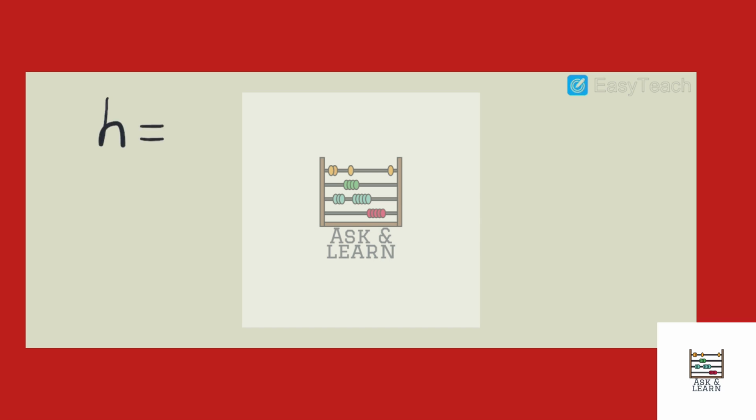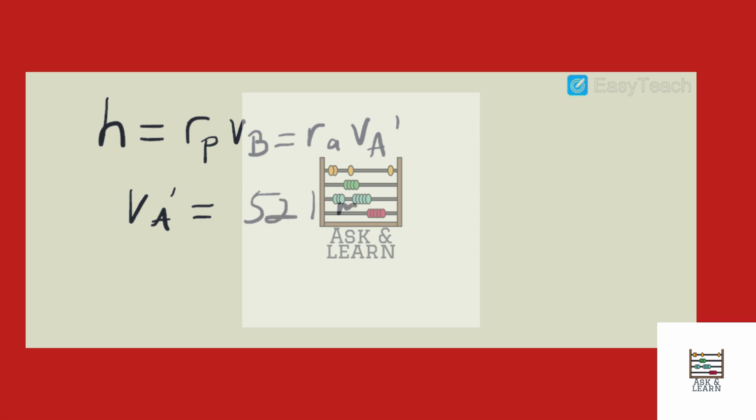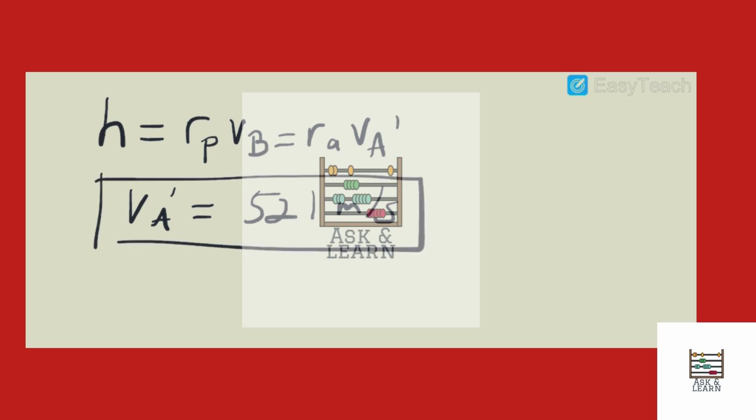Next, we can use the concept of conservation of specific momentum, H, and say that RP VB is equal to RA VA prime. And we can solve for VA prime, and we see that VA prime is equal to 521 meters per second. So here is our velocity at A prime that must be attained to ensure landing at point B.